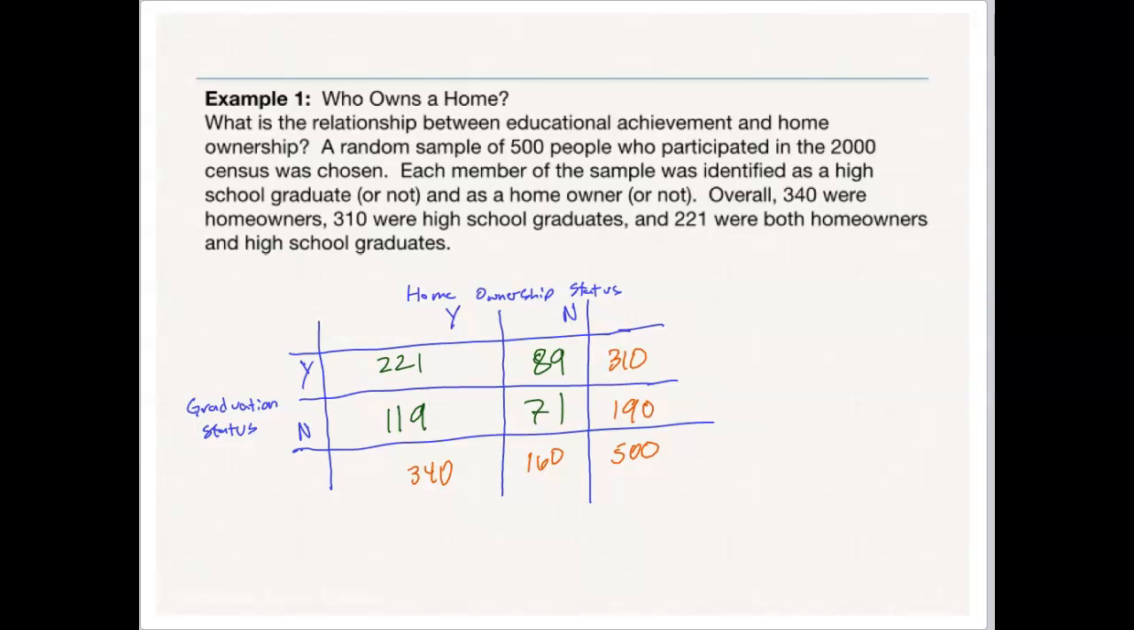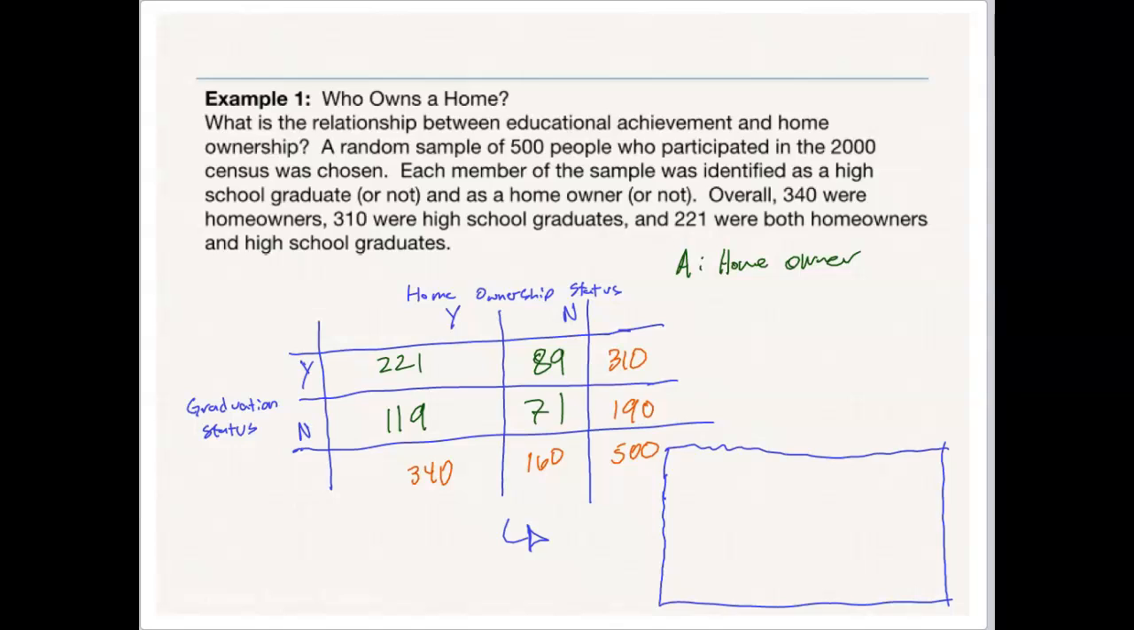What I want to do is convert that to a Venn diagram. Now, to do that, we have to make a decision, because in a Venn diagram, you're just going to focus on one value of each variable. So it doesn't matter which, you can have your Venn diagram communicate that information regardless of which value you have. So I'm going to do this. I'm going to let event, let's call event A, they're a homeowner. And we'll call event B, they graduated high school.